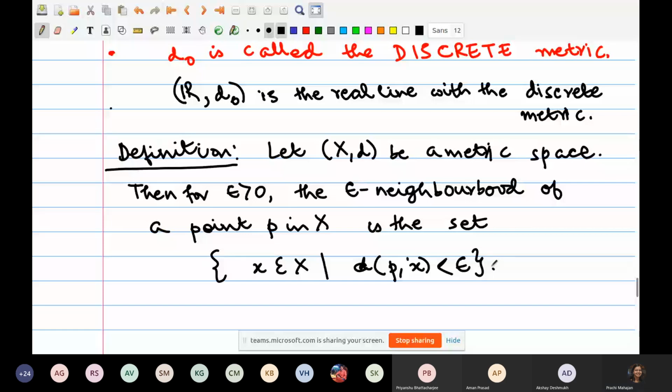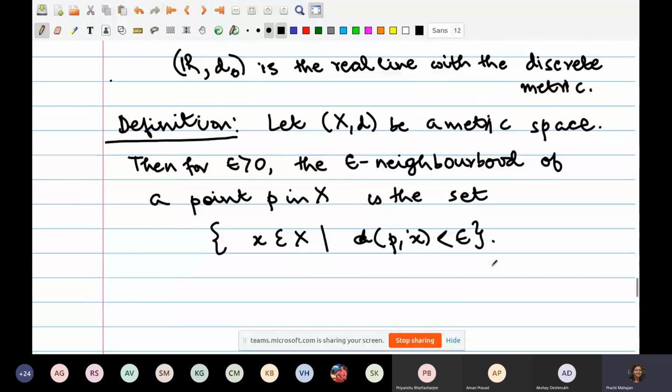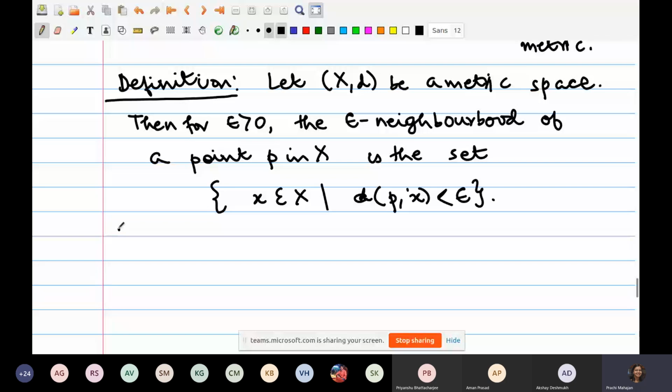So let's consider an example. We'll go back to the definition, but let's see an example. Let's consider R, the set of real numbers with the Euclidean metric. So D is defined as follows.